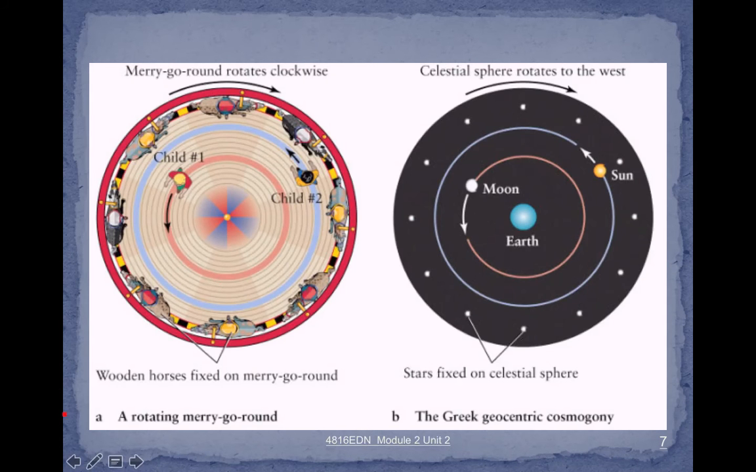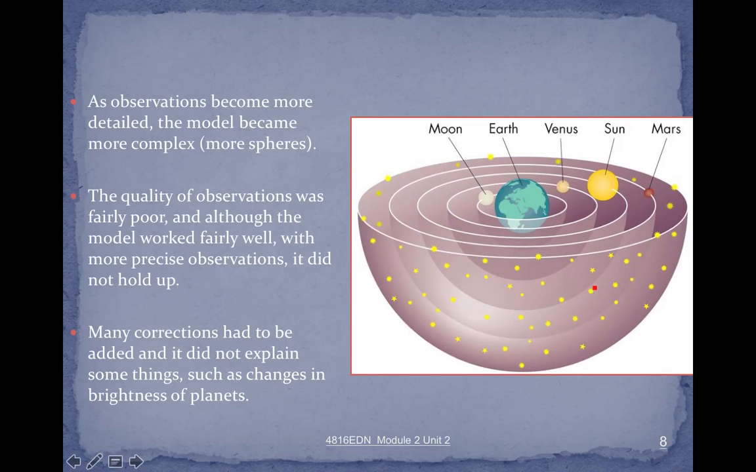And we sort of use this analogy of a rotating merry-go-round. So here's the Earth in the centre. The moon's going this way at a particular speed. The sun's going this way at a particular speed. The stars are going this way at a particular speed. All right, so this was the model he developed.